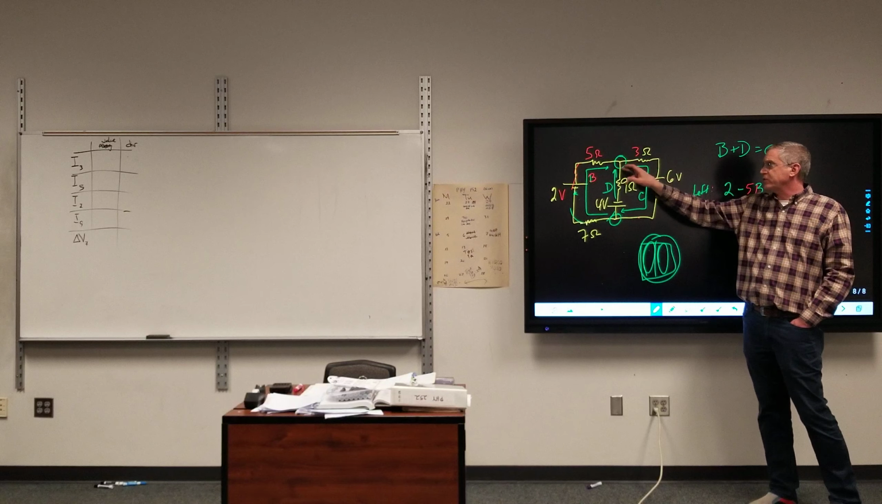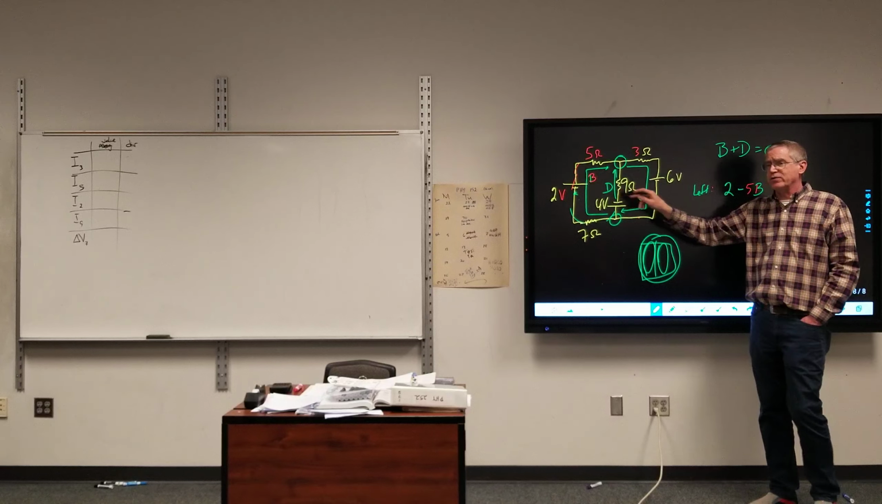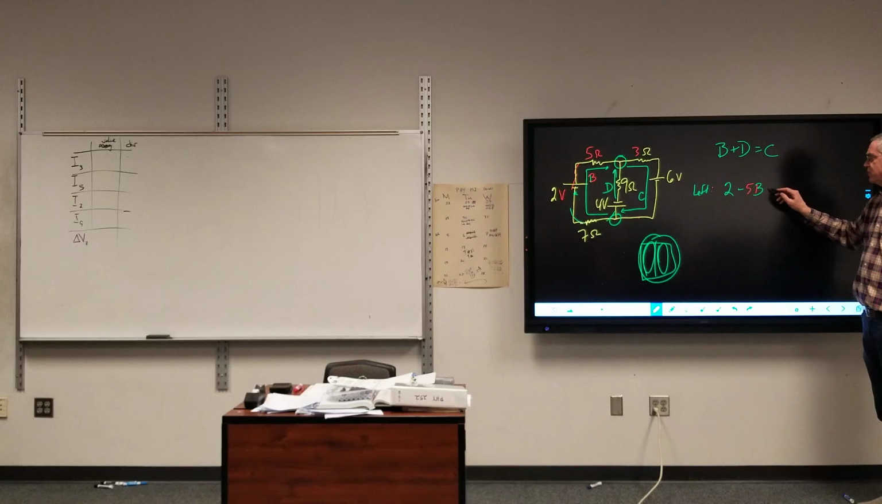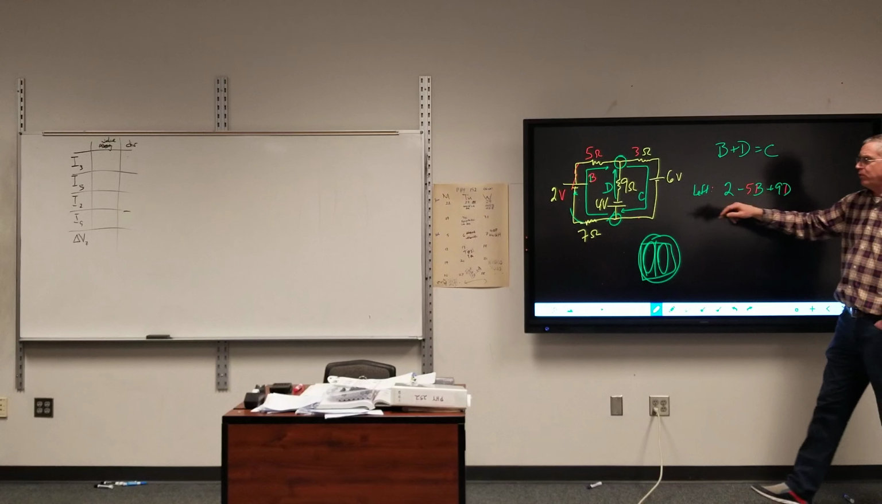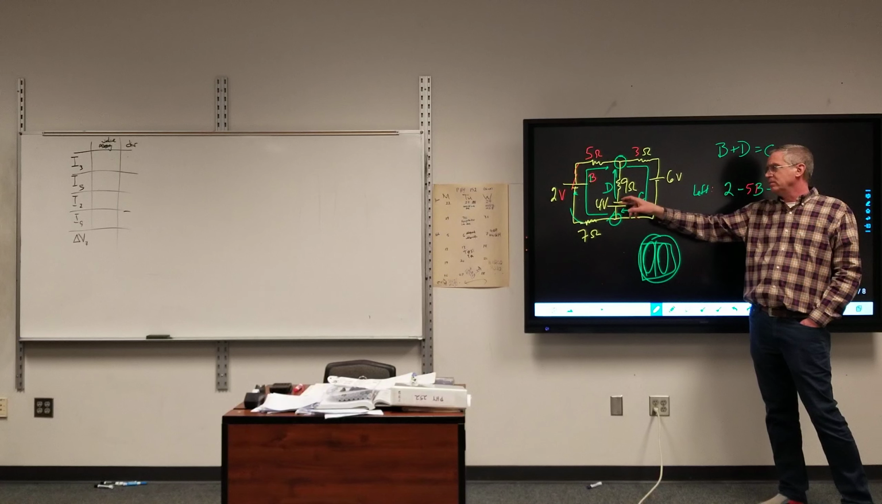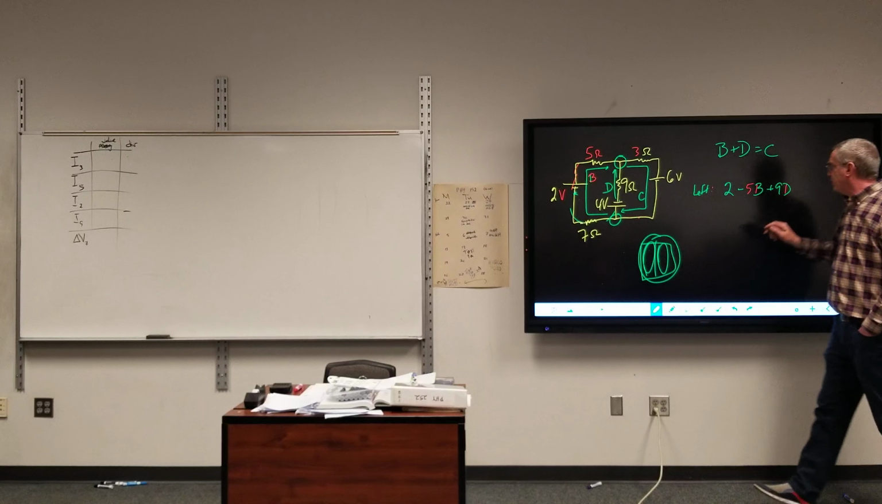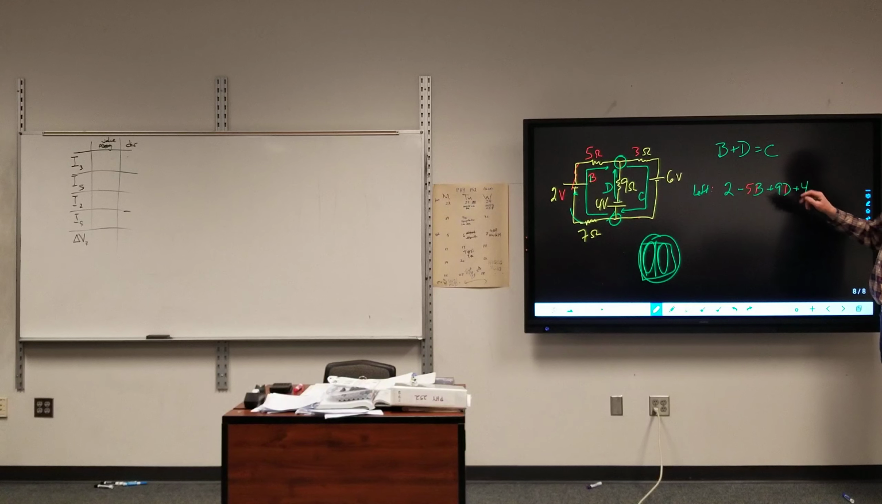I'm now cruising down the center here. I'm going against the current across the 9 ohm resistor, so it's plus 9D. I go across the 4-volt power supply here, and I'm going in the direction from negative to positive, so plus 4, and then down to the 7, minus 7B equals 0. Take a moment to make sure you understand how I got those, and ask questions if you don't.